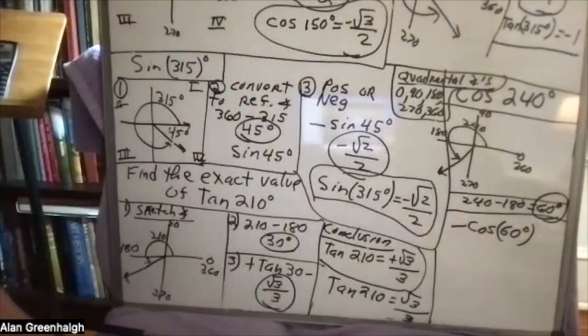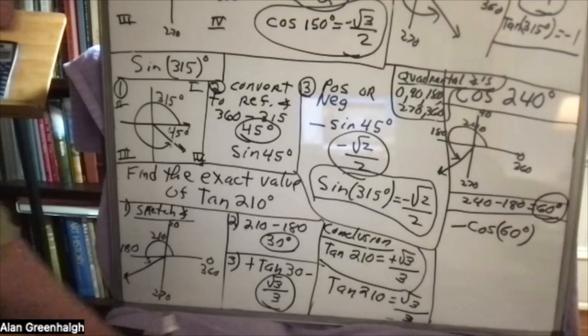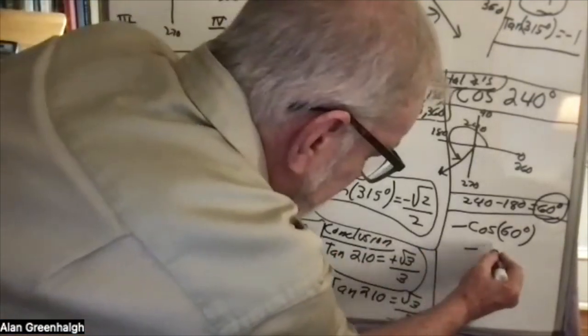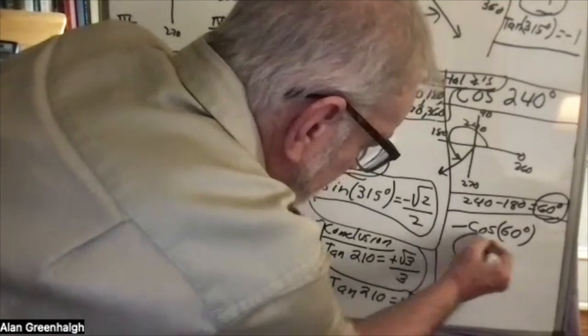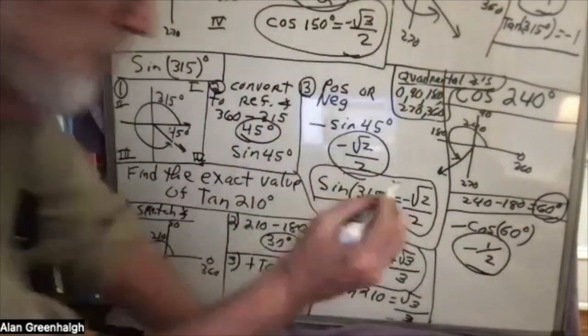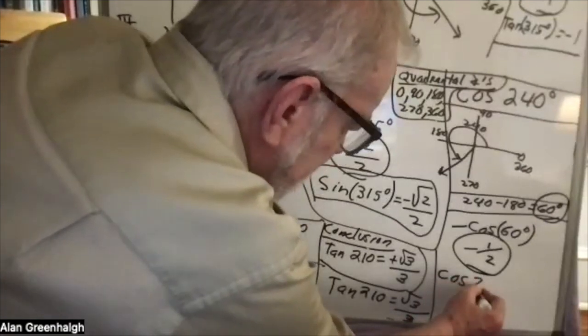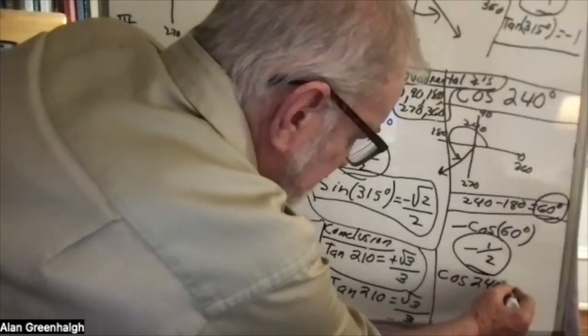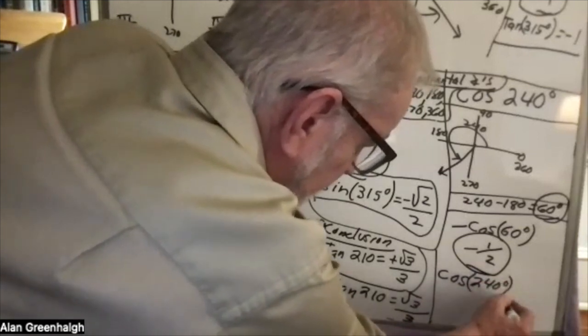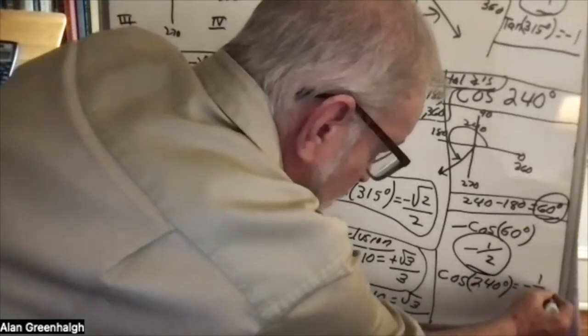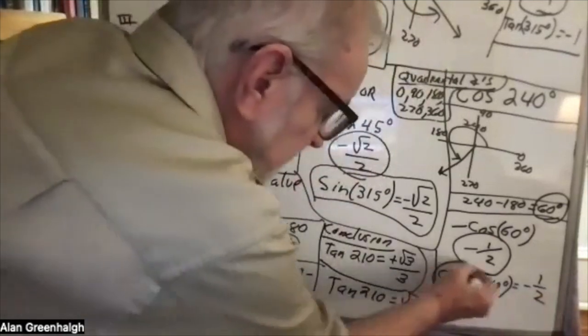The answer to this question will be negative the cosine of 60. And it turns out that the cosine of 60, if you look at the chart, is equal to 1/2. In other words, to sum up the entire situation, the cosine of 240 degrees is equal to negative 1/2. This is the answer to the question.